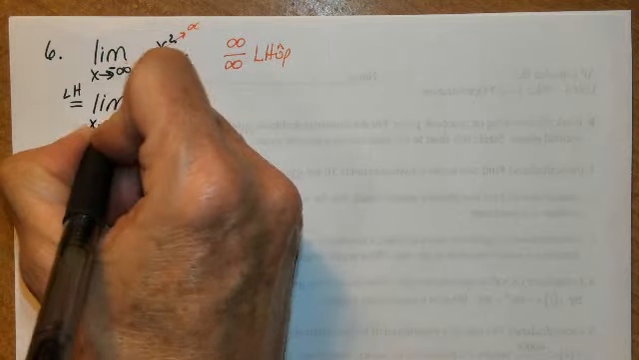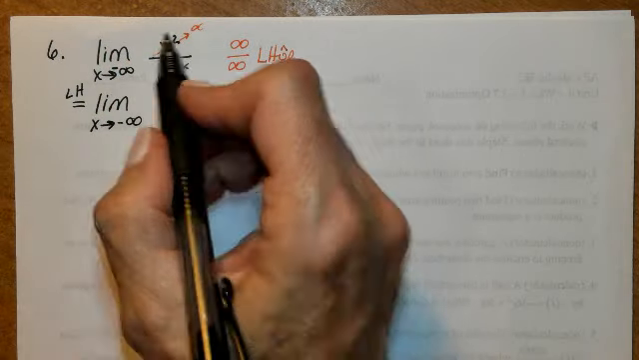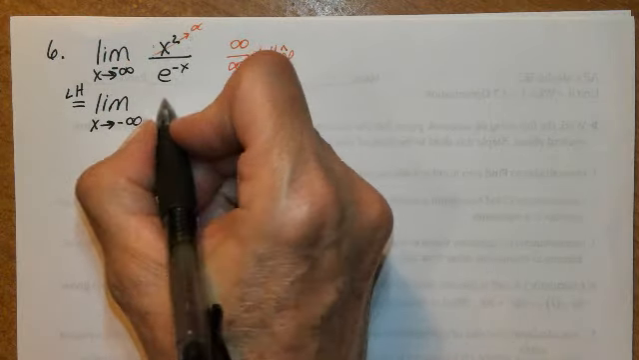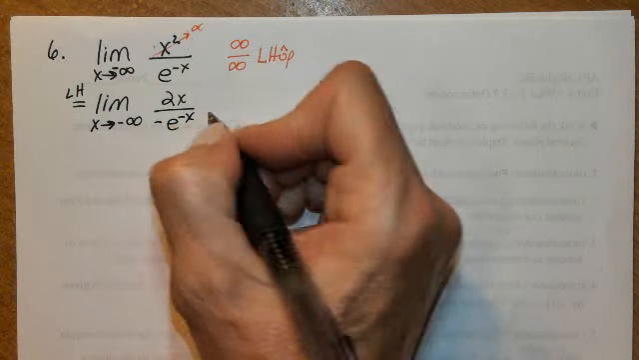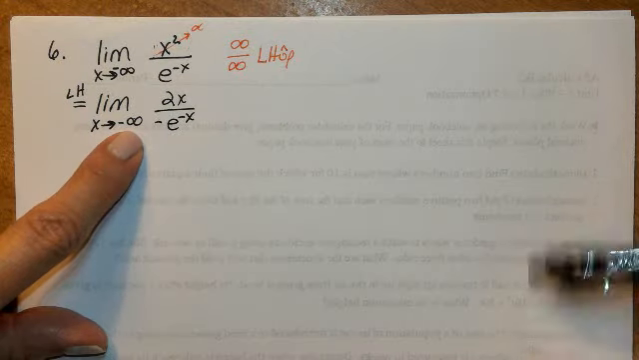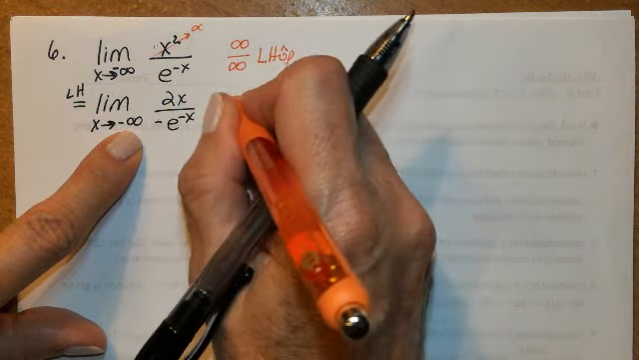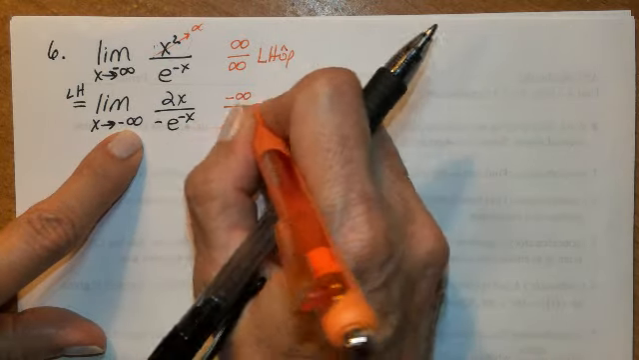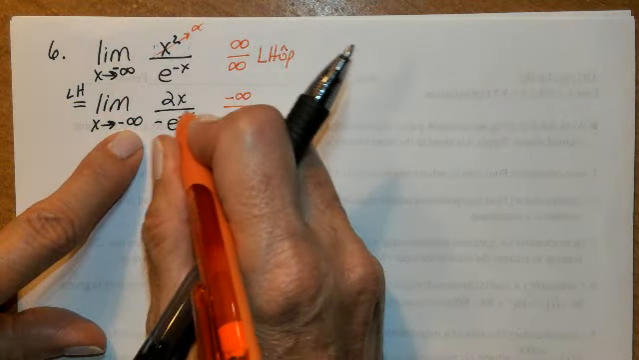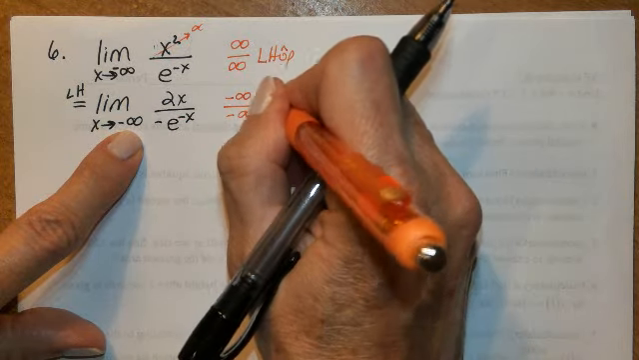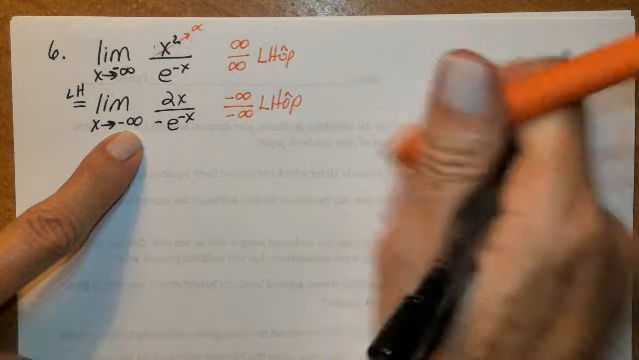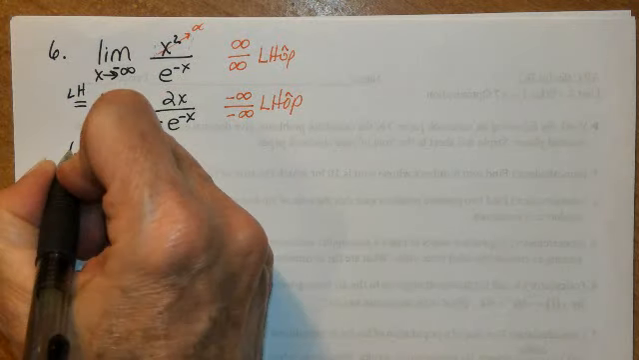So I can come off to the side and do L'Hopital's rule. So this is equal to that same limit of the derivative of the top, 2x, over the derivative of the bottom, negative e to the negative x. Now plug in again. The numerator will have a negative unbounded number. The denominator will be a negative, again, unbounded number. This is infinity over infinity, which is another L'Hopital's. So we'll come over and do L'Hopital's again.